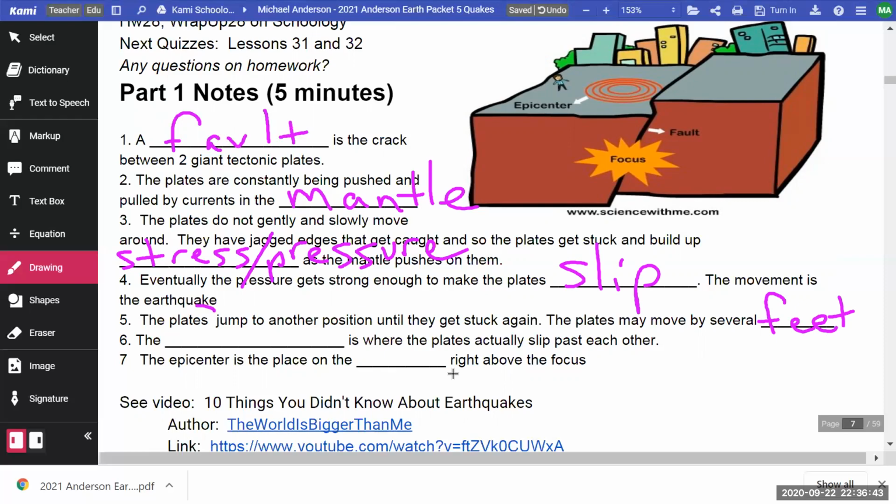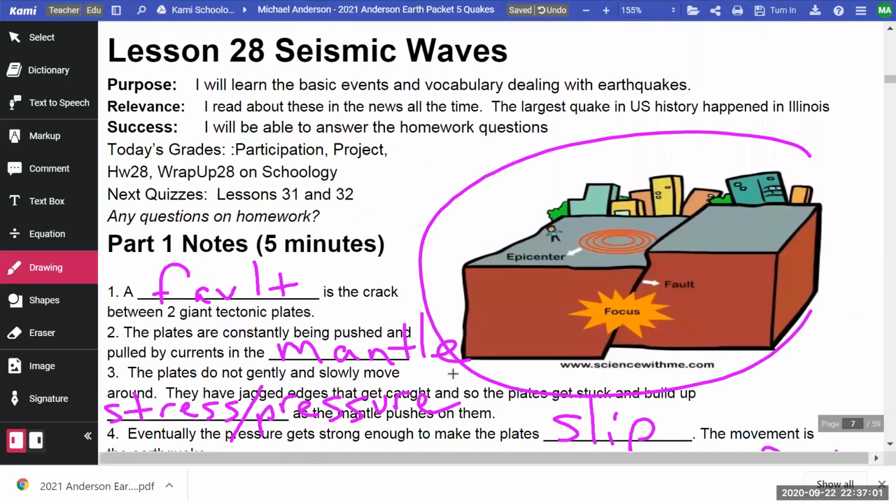The focus is where the plates actually slip past each other, and the epicenter is the place on the surface right above the focus. So if I look at this picture over here, here we see the focus that's underground, and that's the place where the rocks actually are slipping. And that movement radiates waves outwards, and right above it is the epicenter.